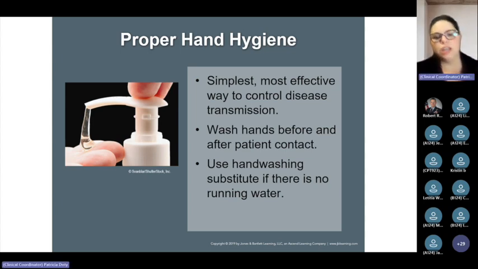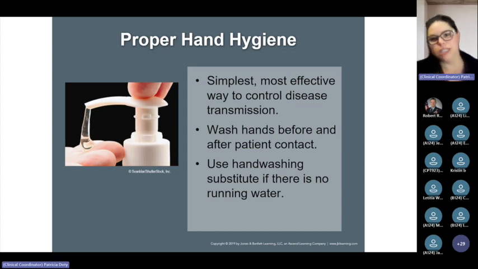Okay, so proper hand hygiene, a simple, most effective way to control disease transmission. Okay, I'm going to go ahead and tell you, I haven't looked at your test. I haven't looked at any of the questions, because that's not how I like to teach. But I'm going to tell you, you're going to see this again. You just will. So you need to know that proper hand hygiene and hand washing specifically is the most effective way to control disease transmission.